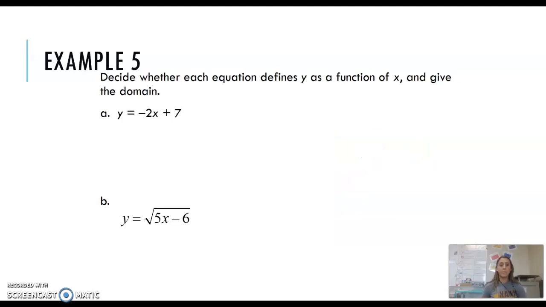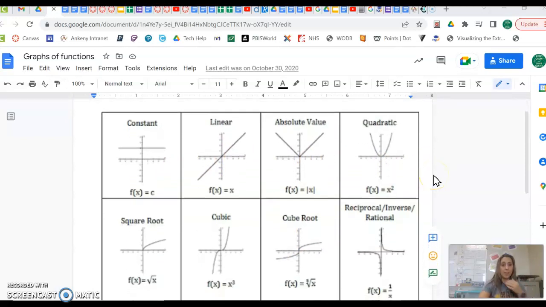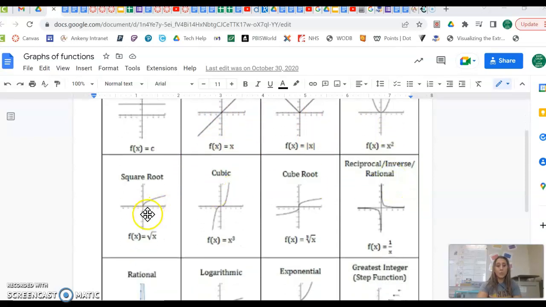Okay, so what I would like you to do is hit pause a bunch of times. I would like you to put all of these graphs in your notes. These are called parent graphs. So we have the constant graph right here, that is f of x equals c, meaning it just equals a number. We've got f of x equals x, which is just a line, linear. The absolute value, quadratic, square root, cube root.